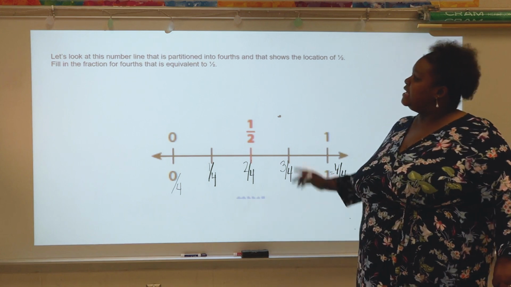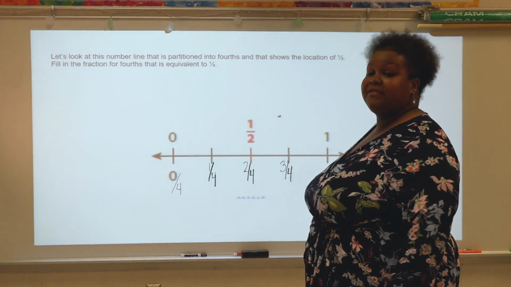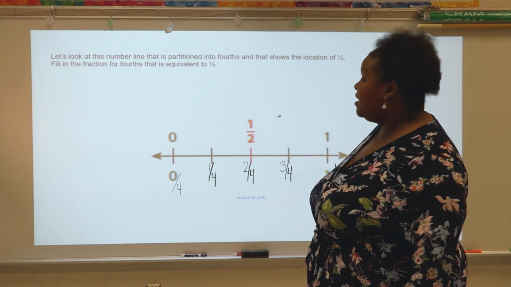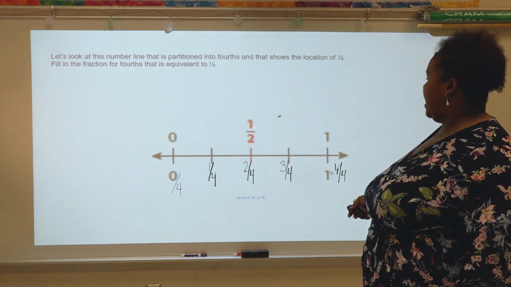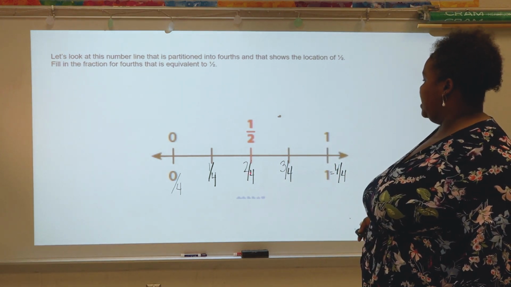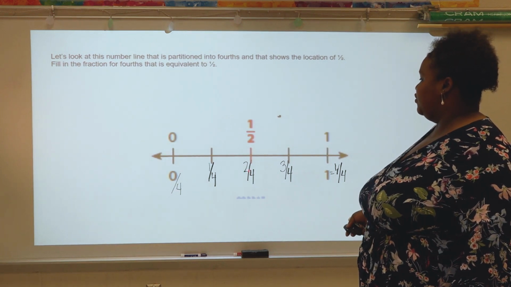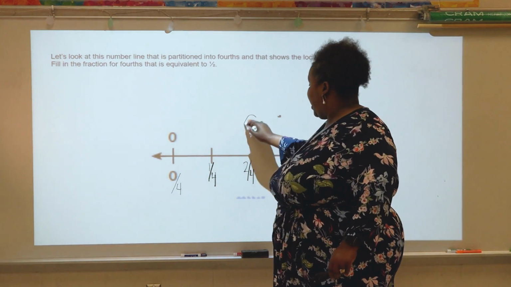Now it's asking me to find a fraction that's equivalent to the 1/2. When I look at my number line, I go up there and I'm seeing my 1/2 going right underneath. They're the same distance from the 0, the 2/4 and the 1/2. I found an equivalent fraction.